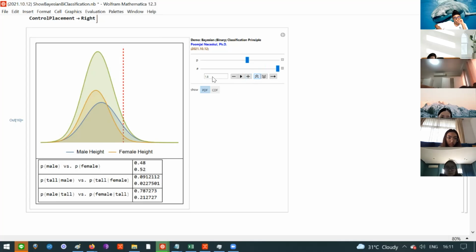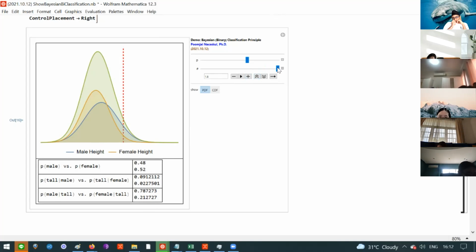So if I run into somebody over 1.8, I'm going to make an assumption that this guy is a boy. I'm going to have a 78 to 22% odd in my favor. Now, this power is going to give you a lot less false positive, right? But it's going to be a lot of false negative because there's a lot of male down here as well.